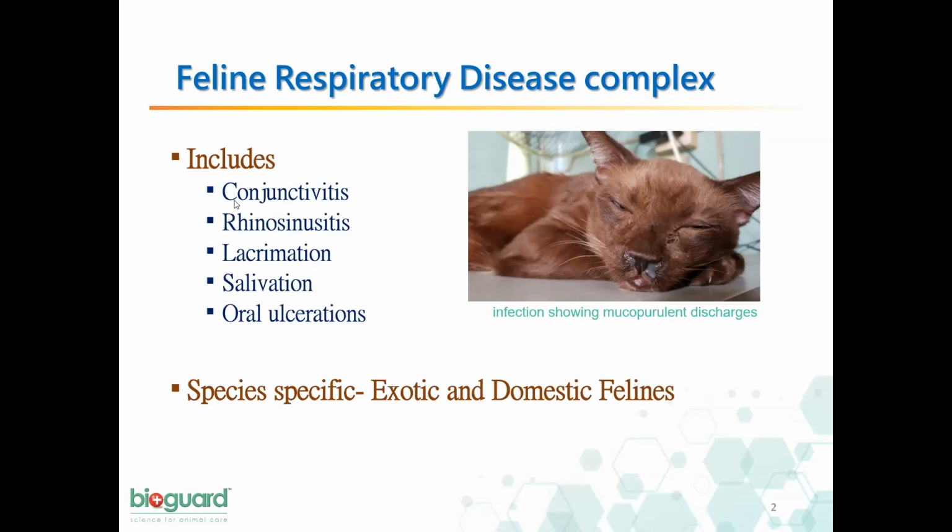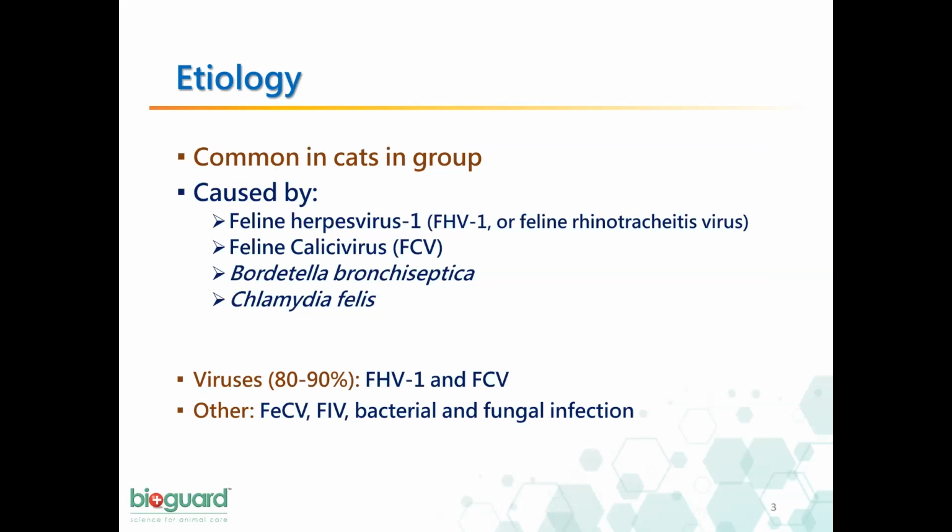conjunctivitis, rhinosinusitis, lacrimation, salivation, and oral ulceration. And regardless of the cats, both exotic and domestic felines are prone to be infected by the respiratory disease complex. There are many causes which help cause the disease in the cat. Most are caused by viruses, which is 80 to 90% of the cases.